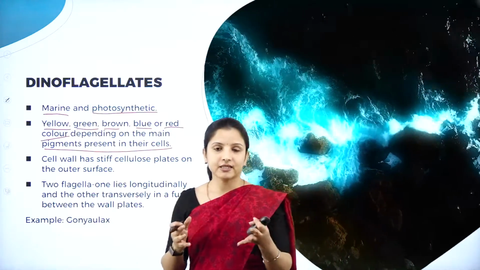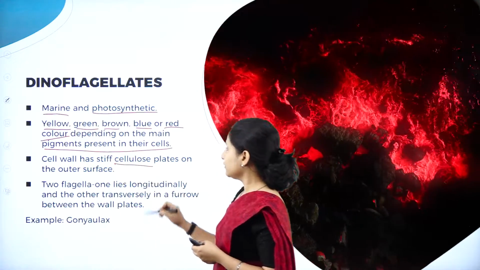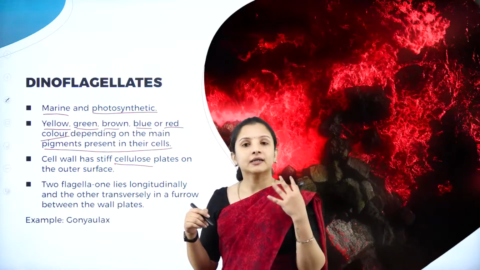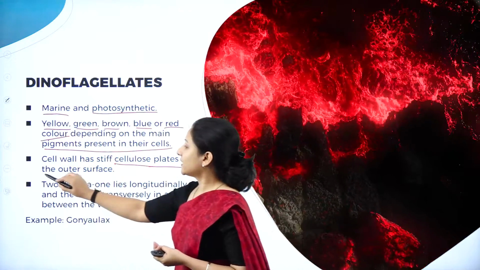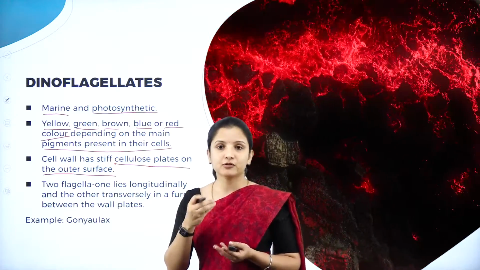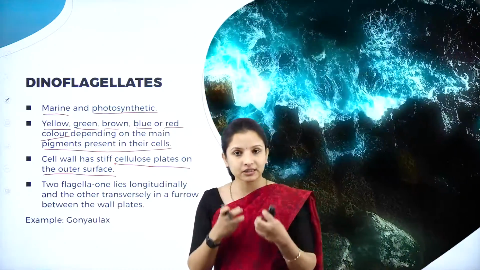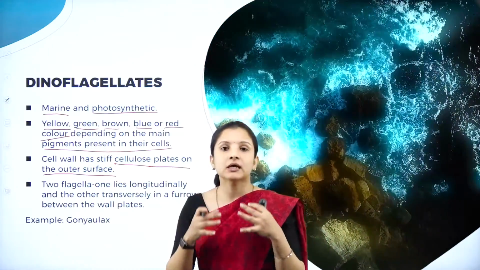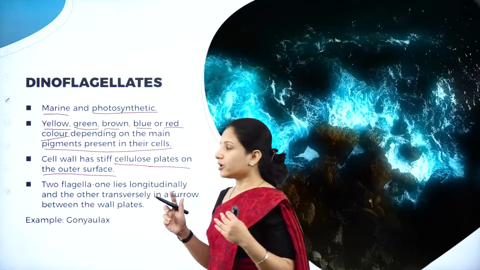And the cells are covered by a cell wall, and the cell wall is made up of cellulose. In the previous session, you have seen the cell wall. Protistans have a cellulose-rich cell wall, and the cellulose plates are present on the outer surface. That is why they are hard. They form hard plates because of the presence of cellulose. So the cell wall of dinoflagellates is very stiff and hard because it is made up of cellulose plates, that is, the cell wall is accumulated with cellulose.